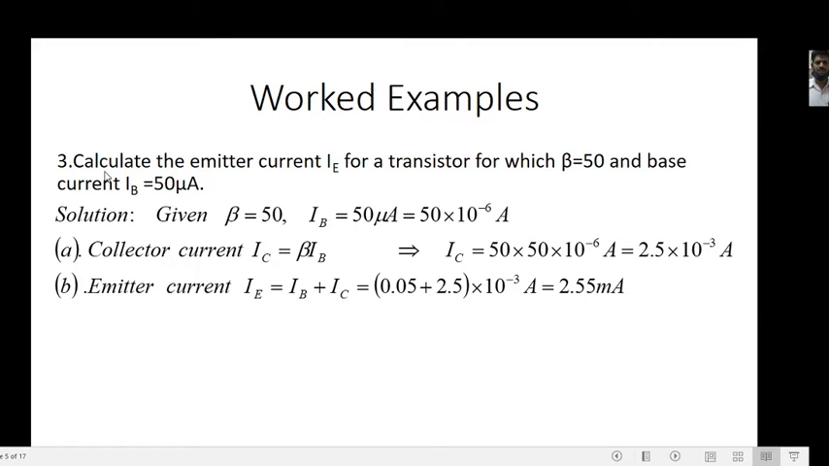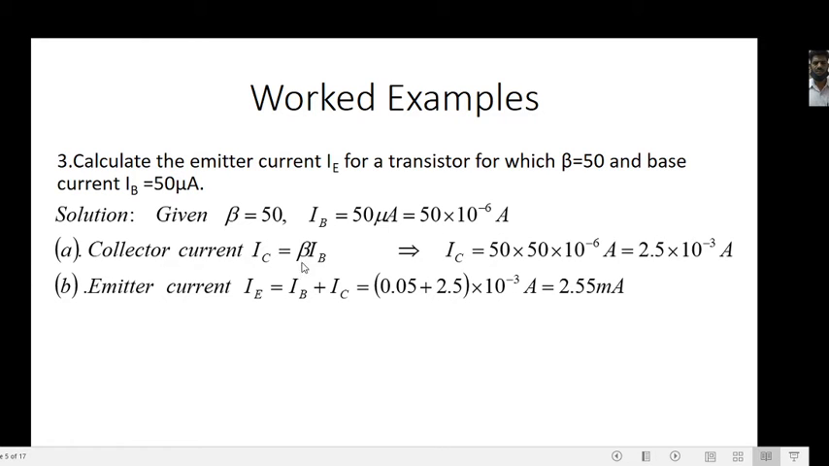Here a very simple question is given. Calculate the emitter current IE for a transistor for which beta is equal to 50 and base current IB is equal to 50 microampere. Solution. Given beta is equal to 50, IB is equal to 50 microampere, equal to 50 into 10 power minus 6 ampere.